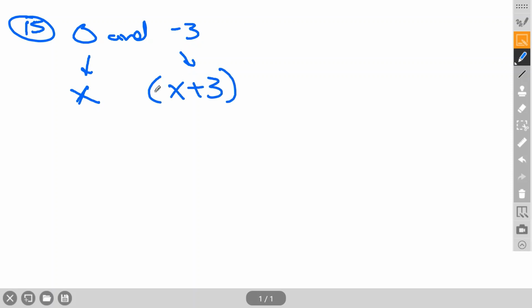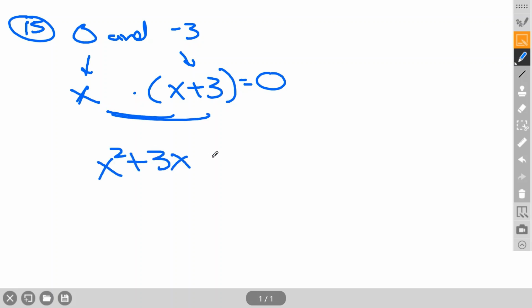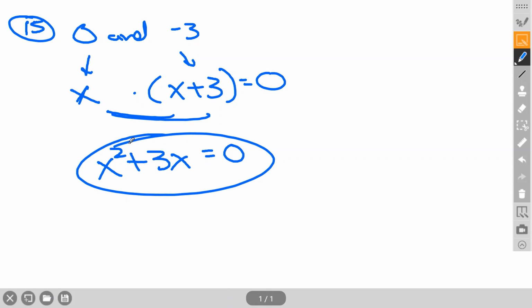All right, 15. Write a quadratic equation in standard form that has the roots 0 and negative 3. So each one of these provides me with a factor. This provides me with the factor x, and this provides me with the factor x plus 3. And these two multiplied together should be 0, since these are the zeros. To get this into standard form, I just need to distribute. So I have x squared plus 3x is equal to 0. And that is my equation in standard form that has the roots 0 and negative 3.